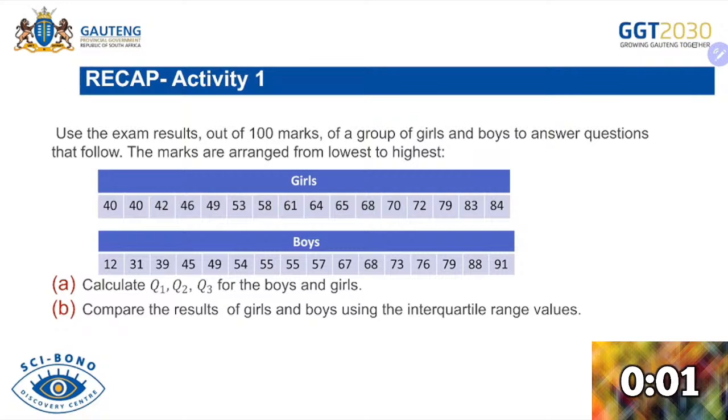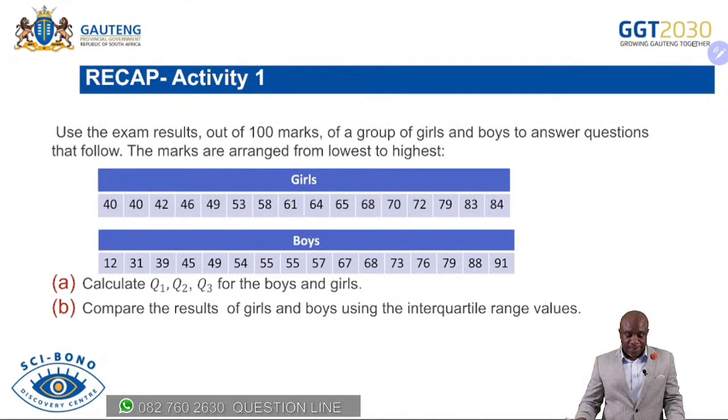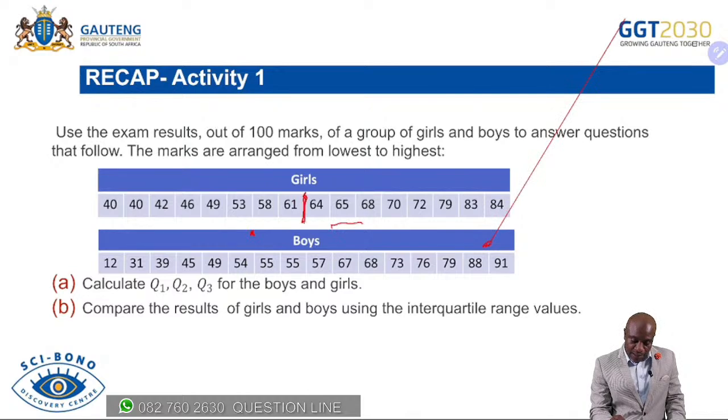Welcome back. I hope you did calculate the median. Remember what we said about the median: it is the middle value. There are 16 marks for boys and girls. For the girls, let's start there, it's 40, 40. We will see that the middle value is here.